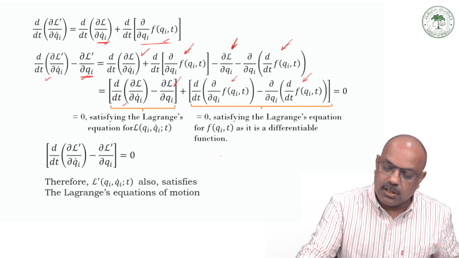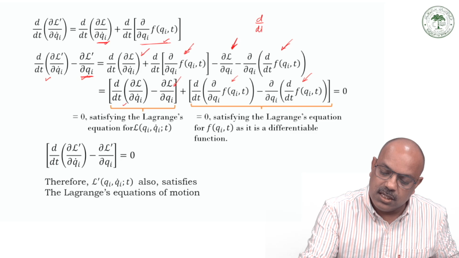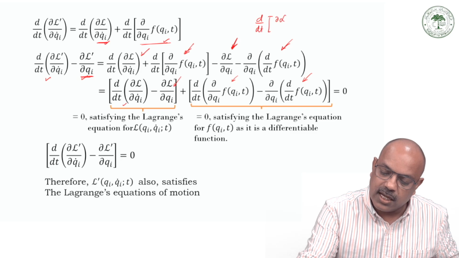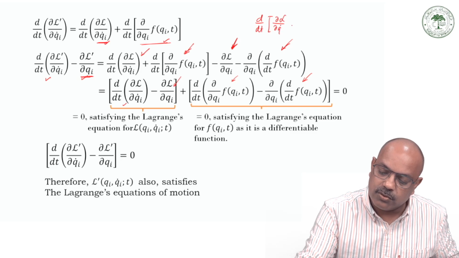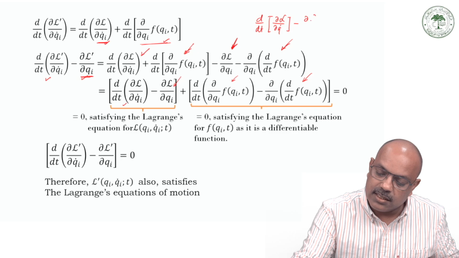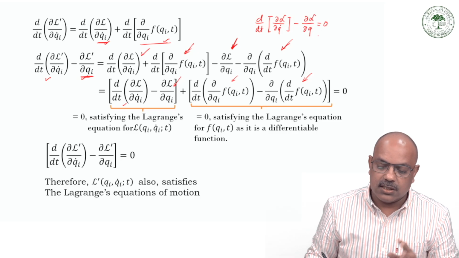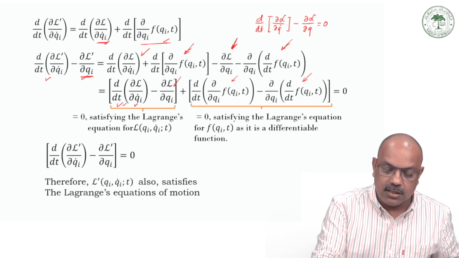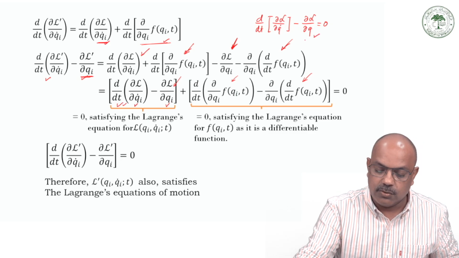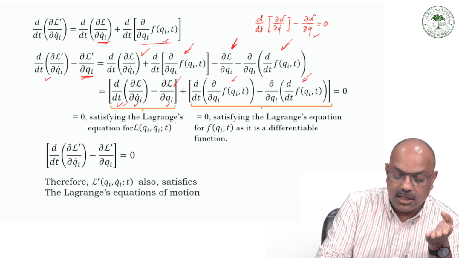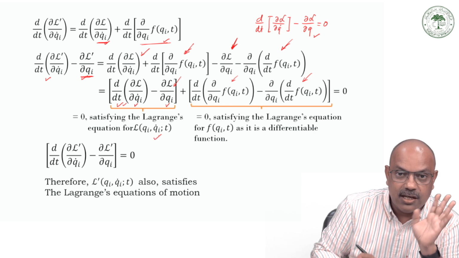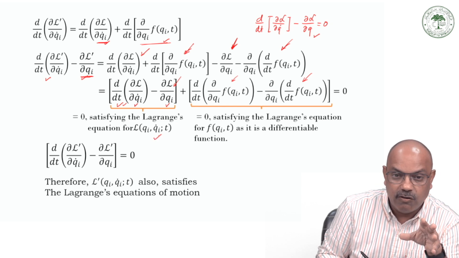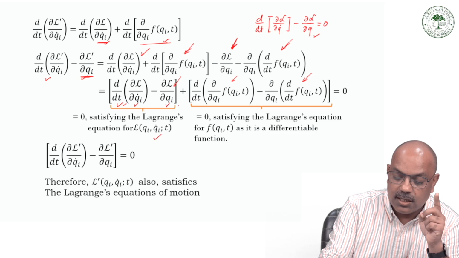The Lagrange equation, how you write the Lagrange equation: d/dt of ∂L/∂q̇, and then minus ∂L/∂q equal to 0. So you see the same equation here, d/dt of ∂L/∂q̇ and ∂L/∂q. This is the Lagrangian satisfying. This is my old Lagrangian which is satisfying the Lagrange equation of motion. So this is going to be 0.